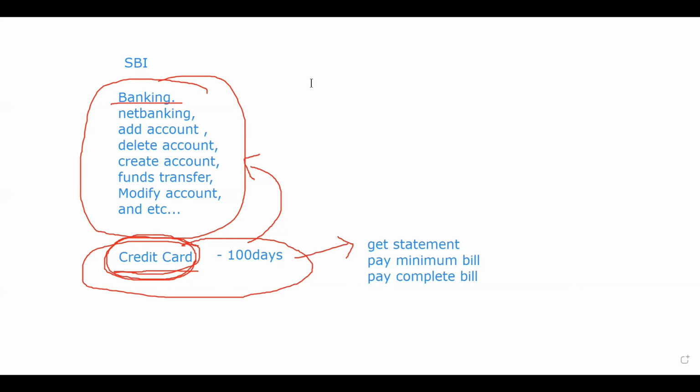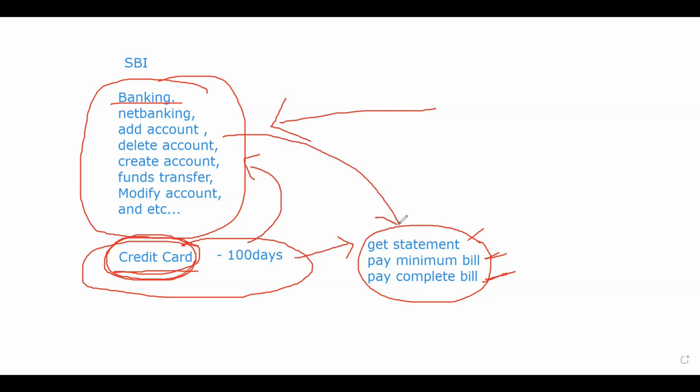So these are the features in the credit card feature. Now we have to test the application with these three features. We have to test get statement, the minimum bill, and the complete bill amount also. To pay the minimum bill and the complete bill of the credit card, we need funds. Yes or no? We need funds in our net banking. So from this net banking I am paying the credit card bill.